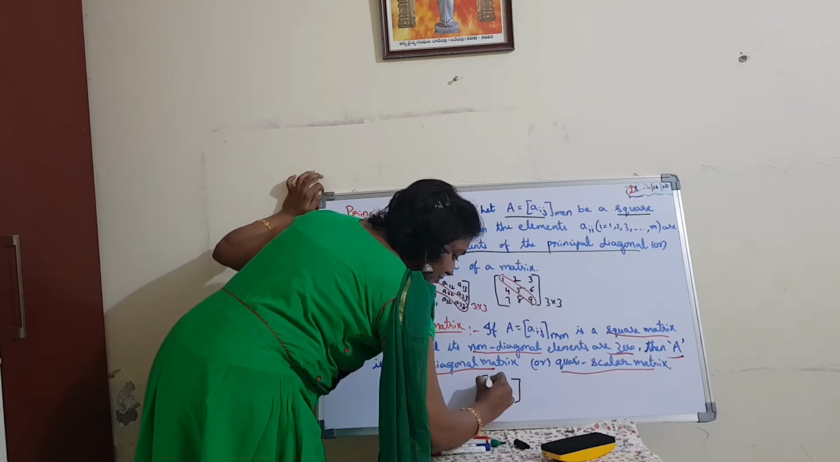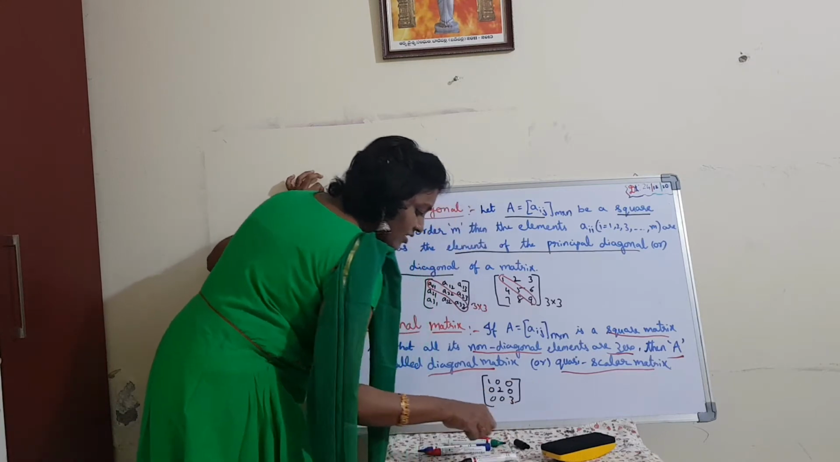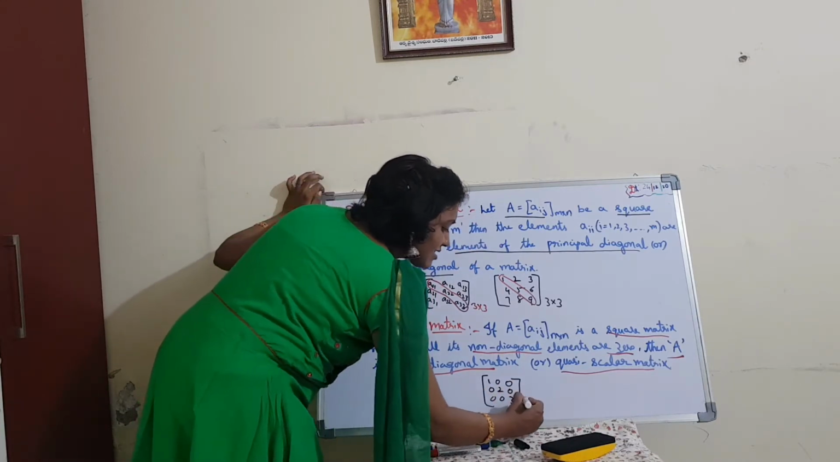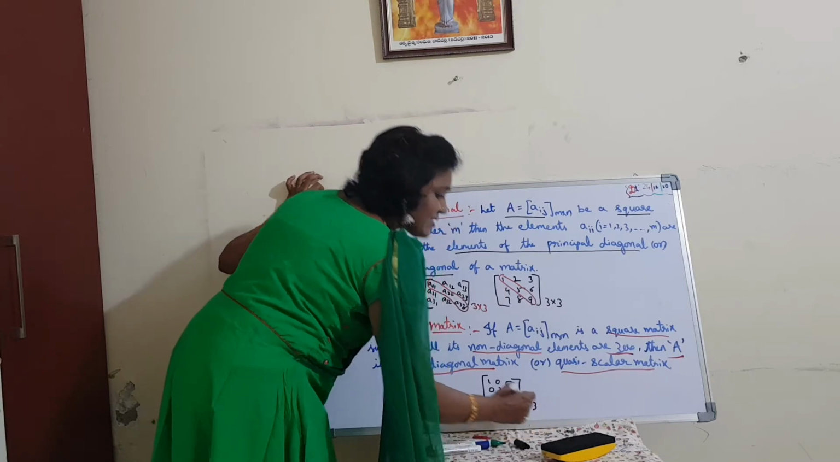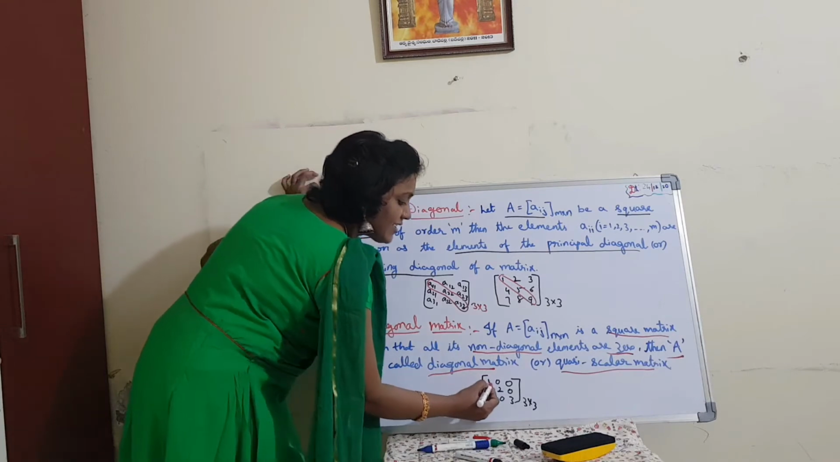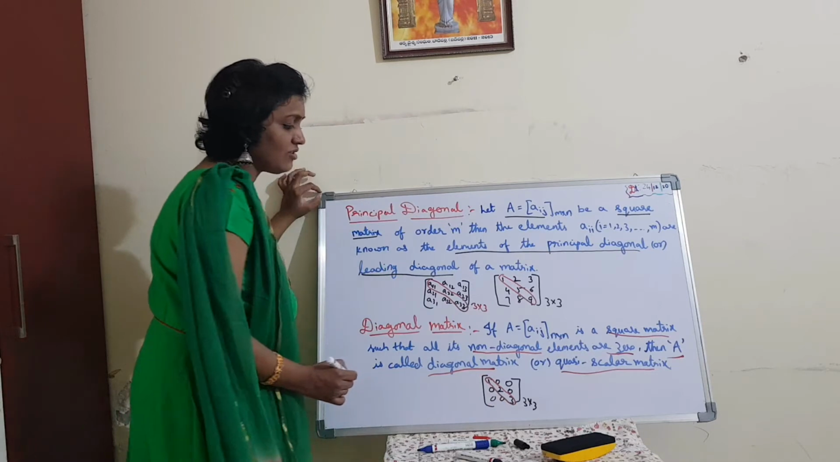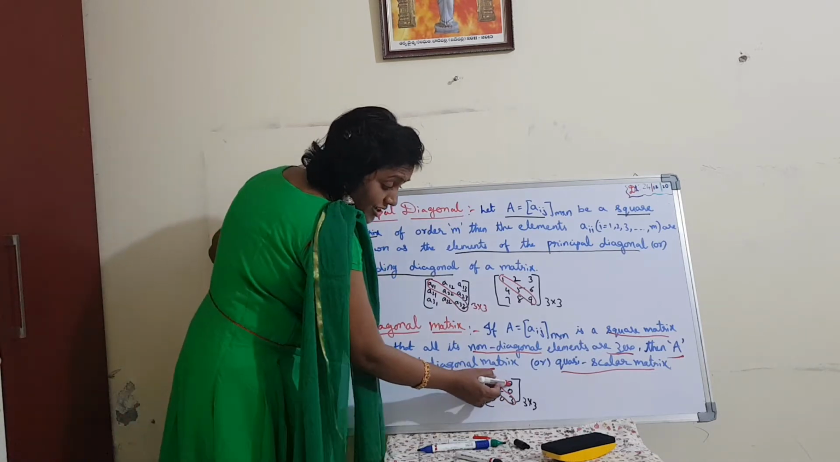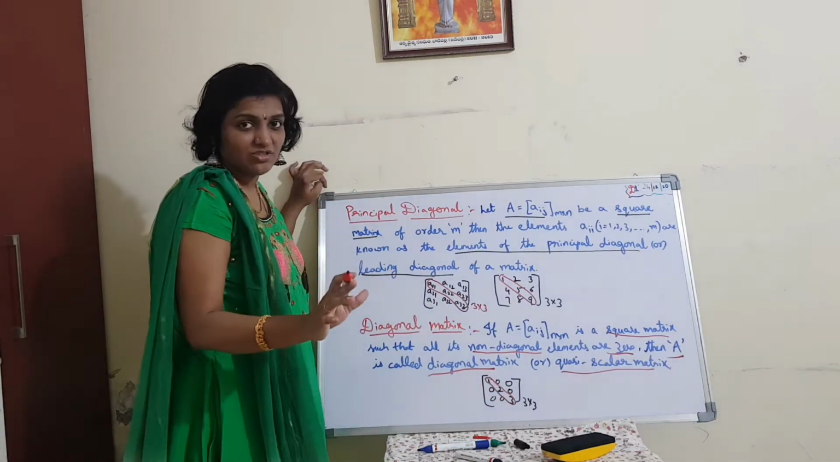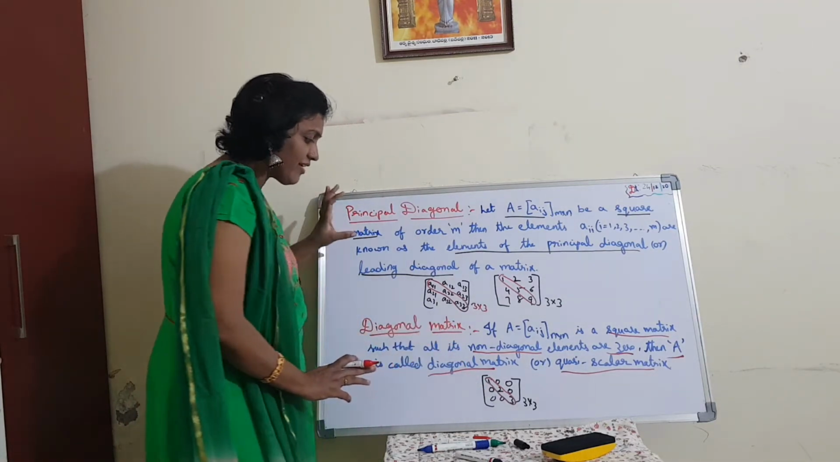I am writing 1, 0, 0, 0, 2, 0, 0, 0, 3. Here what is the matrix? 3 by 3 matrix. Is it a square matrix? Yes, it is a square matrix. What are the diagonal elements? 1, 2, 3. These are the diagonal elements, no? And the non-diagonal elements must be 0. Then it is called a diagonal matrix. I think you have understood.